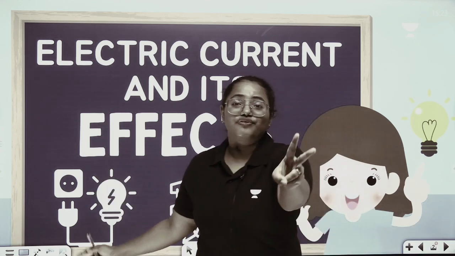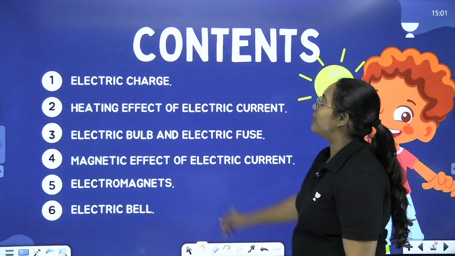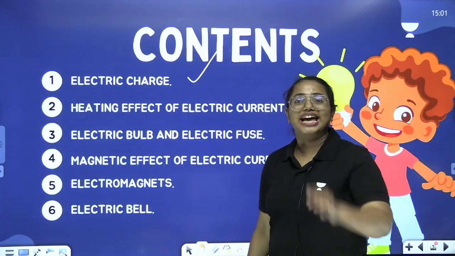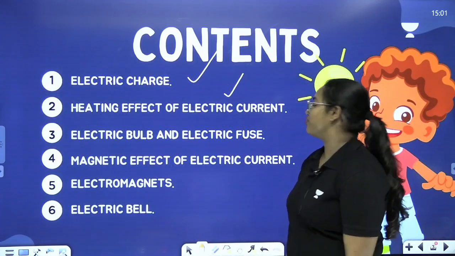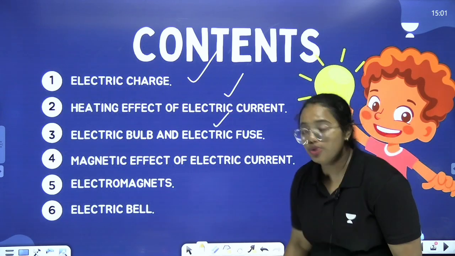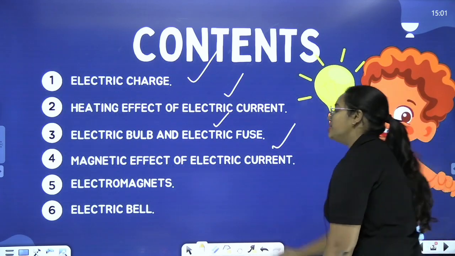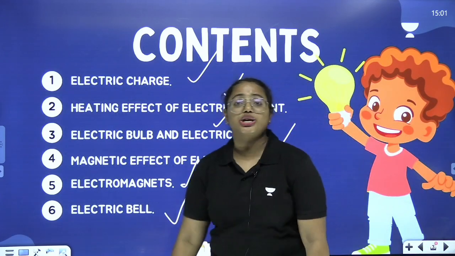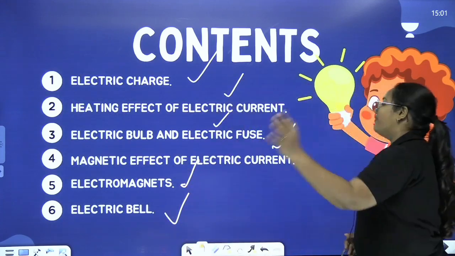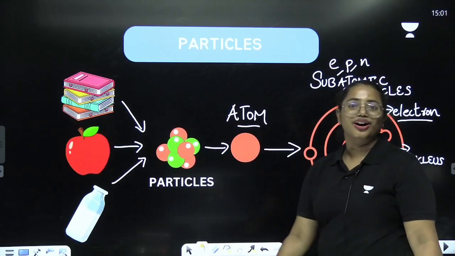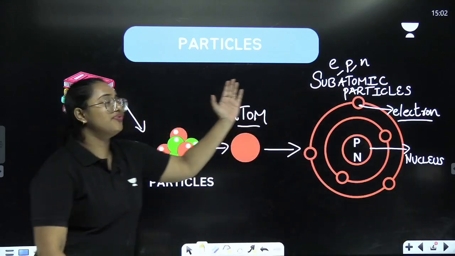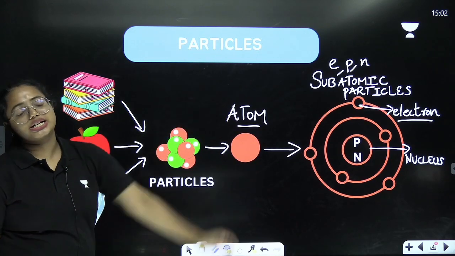Let's get started, and we are going to start off with the basic contents of the chapter. Here we start with electric charge. Then we have the heating effect of electric current, electric bulb and electric fuse. Then we have the magnetic effect of electric current, electromagnets, and finally the electric bell. So these are the basic concepts that we will be learning today. We are going to start off with the very first concept, particles.